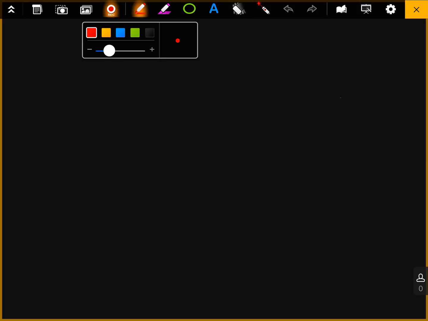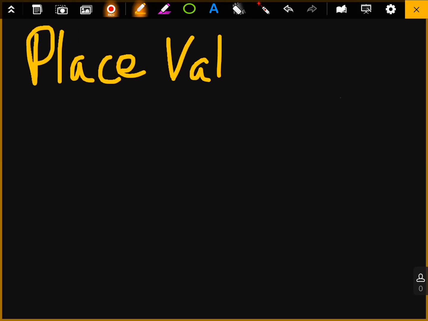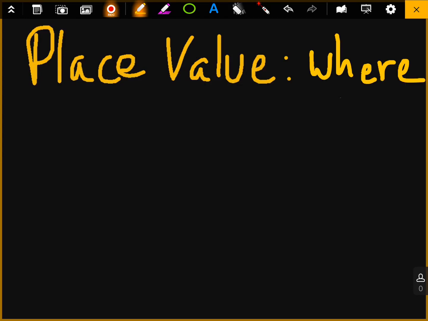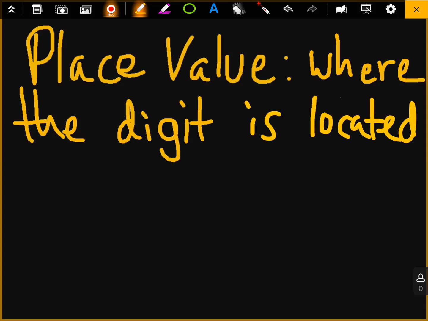Today we are going to learn about place value, and I want you to write this down. What is place value? Well, place value, quite simply, in my own words, is where the digit is located. Sorry if that's a little sloppy. Where the digit is located on a number. Okay, so that's what place value is, where the digit is located on a number.